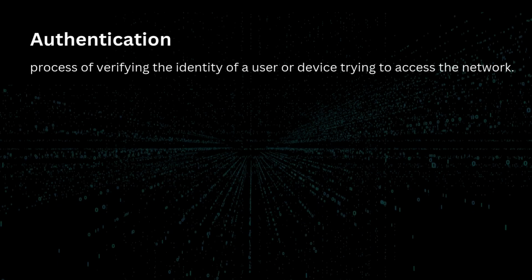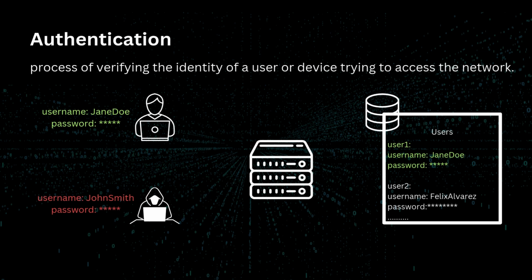Authentication is a process of verifying the identity of a user or device trying to access the network. When a user tries to connect to the network via VPN or wireless access point, the RADIUS server checks their credentials against a database such as LDAP or an Active Directory.